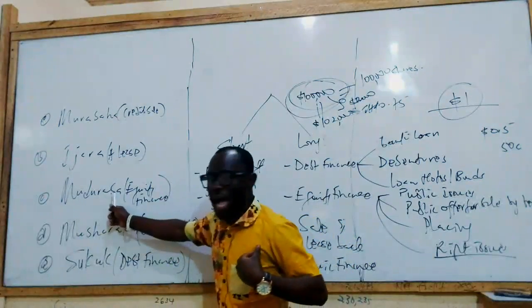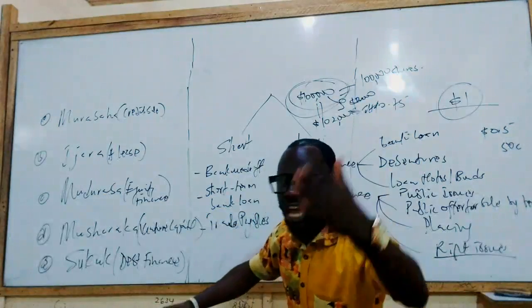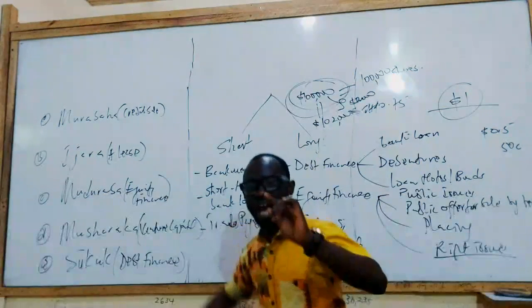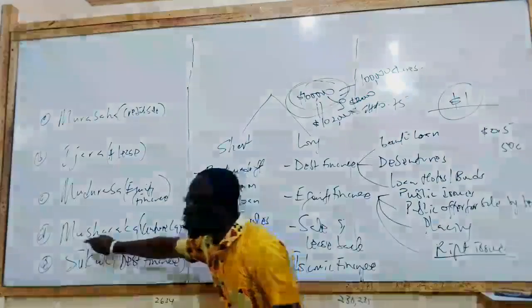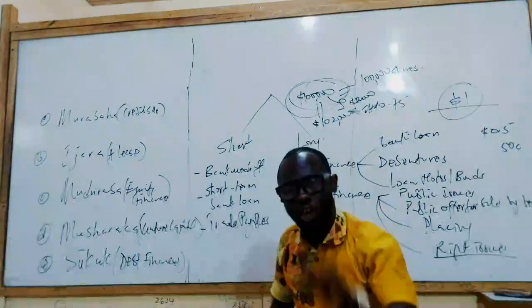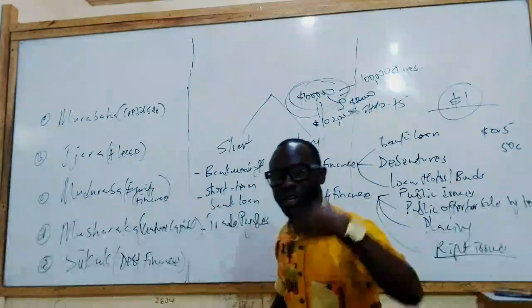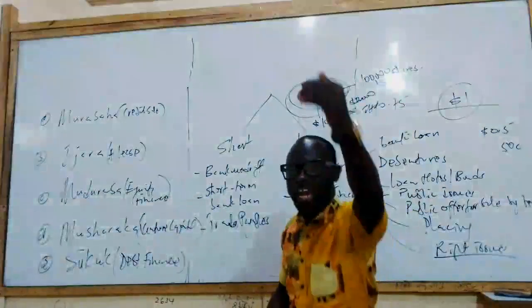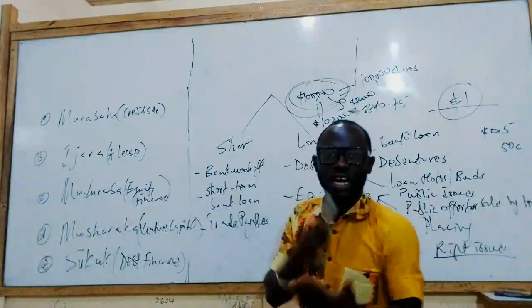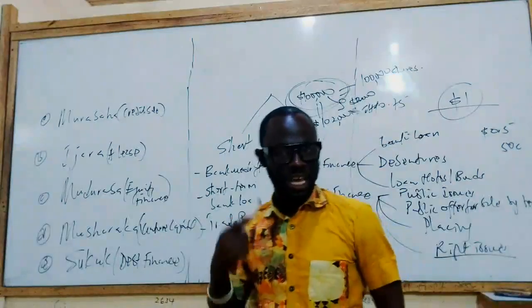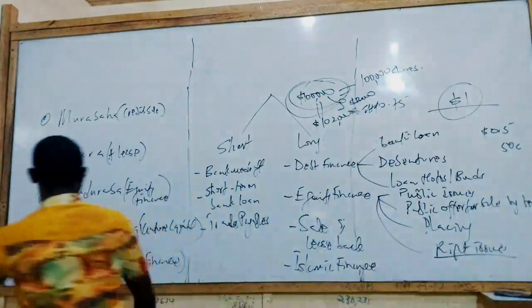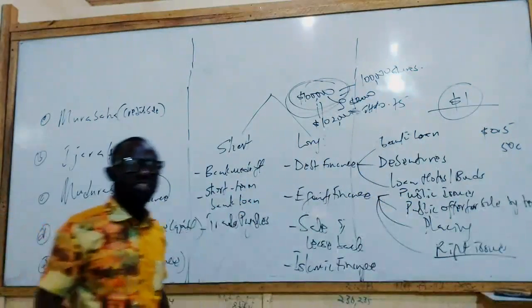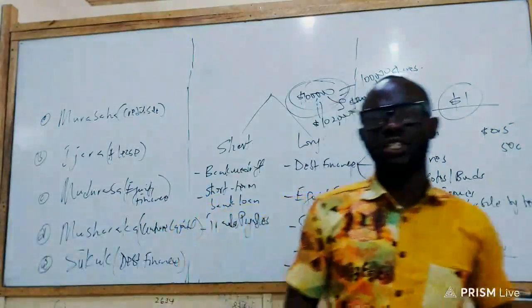Unlike muduraba, where profit will be shared but loss will be carried by the provider of the finance, in musharaka, profit and losses are shared between both parties, because both parties provide the finance as well as the expertise. So that is the idea about musharaka, the venture capital arrangement.